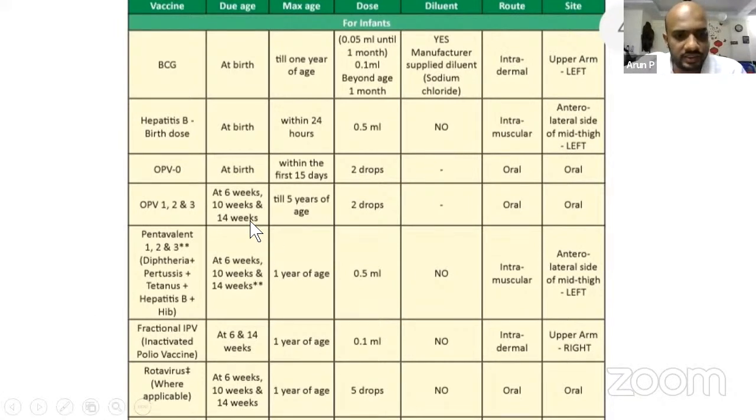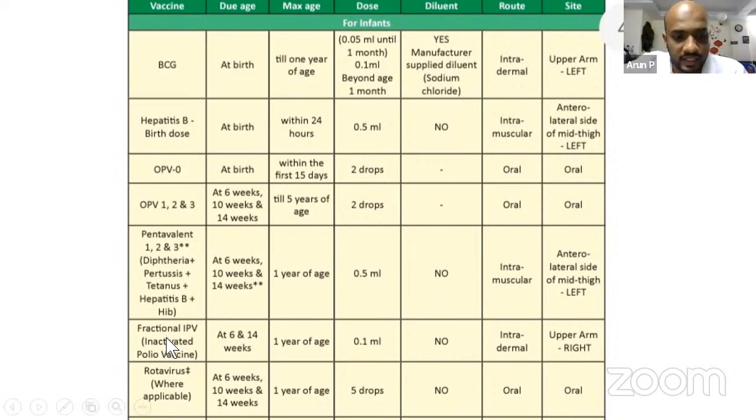The vaccines which are given at 6, 10, 14 are OPV and pentavalent vaccine. Pentavalent vaccine contains 5 different antigens, penta means 5. So it protects against diphtheria, pertussis, tetanus, hepatitis B, and H influenza B. It is given 0.5 ml anterolateral thigh on left side. Okay, anterolateral thigh left side.